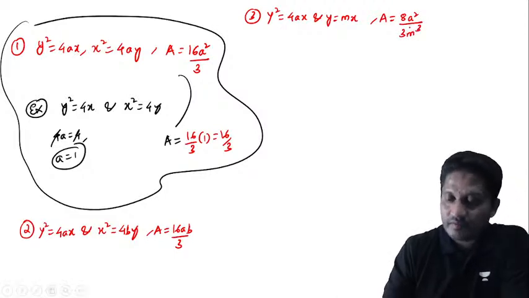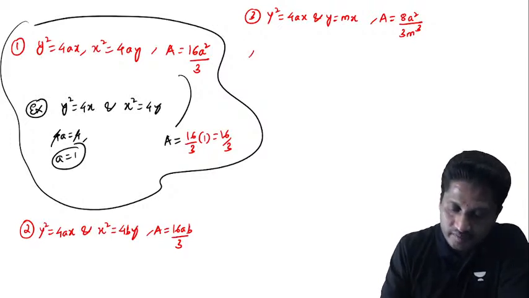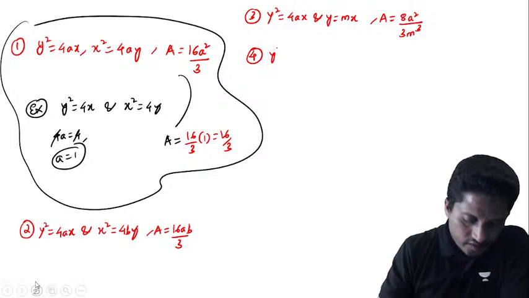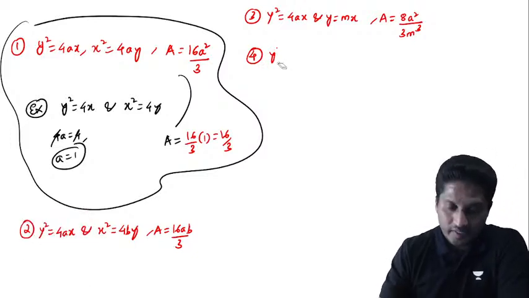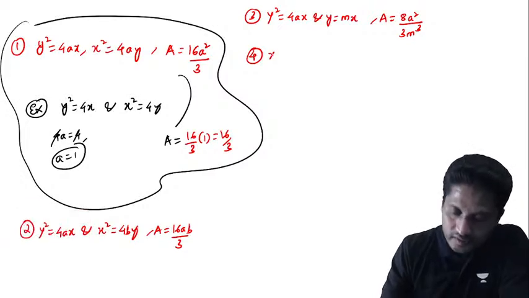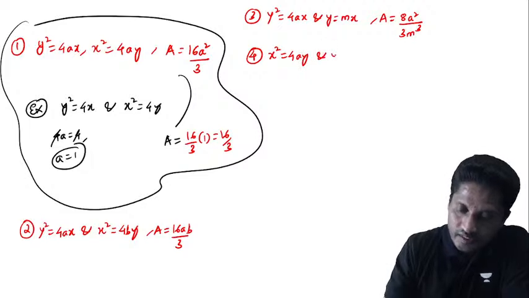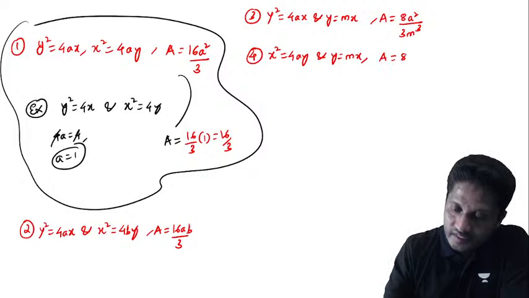Very useful. Even in 2020 paper, 21 paper, you have questions based on these time saving results. If it is suppose x square is equal to 4ay, let's say you take upward parabola, x square is equal to 4ay and the line y is equal to mx, area will be equal to 8a square by 3 into m cube.